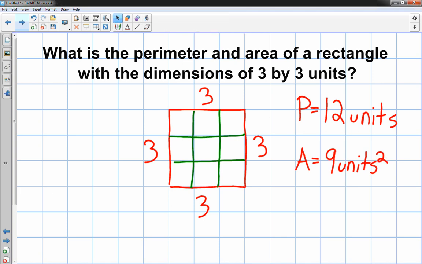So this is the end of your first mini lesson. It deals with perimeter and area of rectangles. And I hope this all made sense to you. It should be a review.